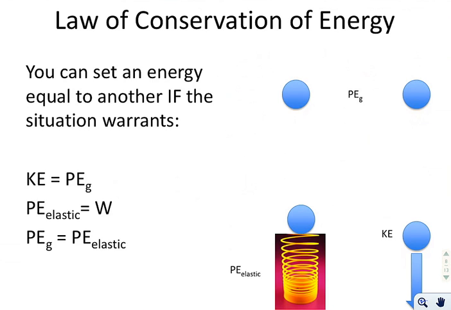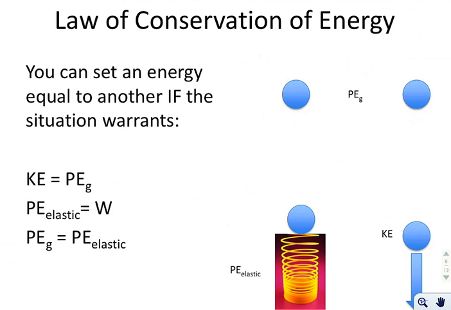Now to rehash what we started at the very beginning, when we talked about the definition of energy, we said it was the ability to do work. We said it's a conserved quantity. We said that the total amount of energy that you have in a system always has to remain the same. You can change between different forms of energy, but it always has to equal each other.